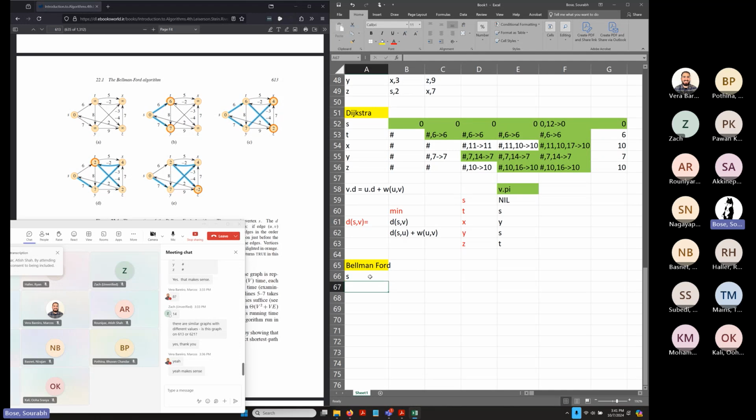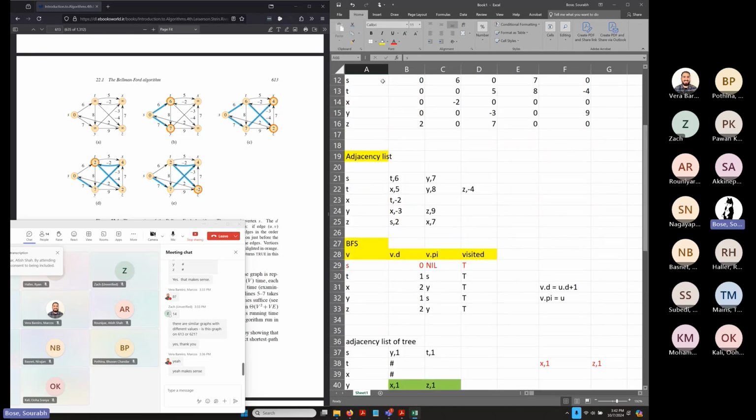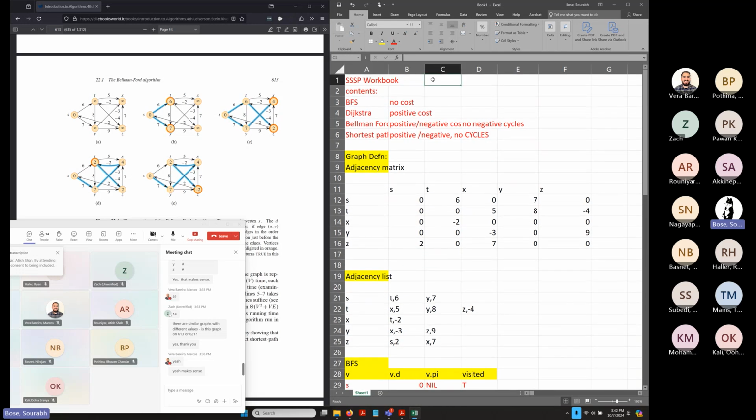I'm going to list out the variables again: S, T, X, Y, and Z. Again, remember it is maintaining a value array. The output of Bellman-Ford is a value array, right? Every Dijkstra is also a value array. These are all single source shortest path algorithms, which means that the input is a graph and a source node, and the output is an array of distances from S to every vertex V belonging to capital V. Okay.